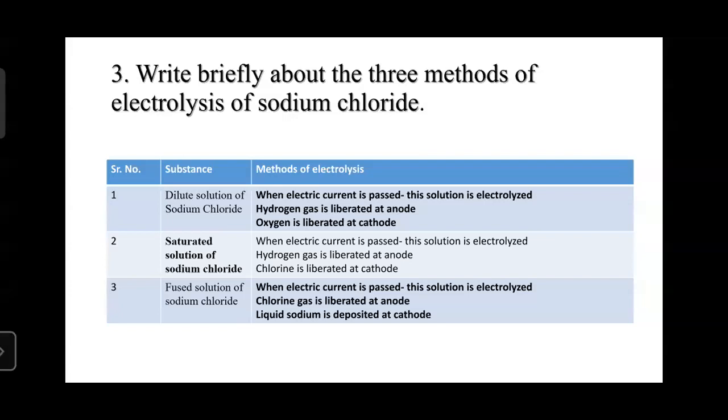In the second type of solution, that is saturated solution of sodium chloride, when electricity is passed, the solution is electrolyzed, and here hydrogen is liberated at anode and chlorine is liberated at cathode. In the third type, fused sodium chloride, when electricity is passed through that, the solution is electrolyzed, and here chlorine gas is liberated at anode and liquid sodium is deposited at cathode.